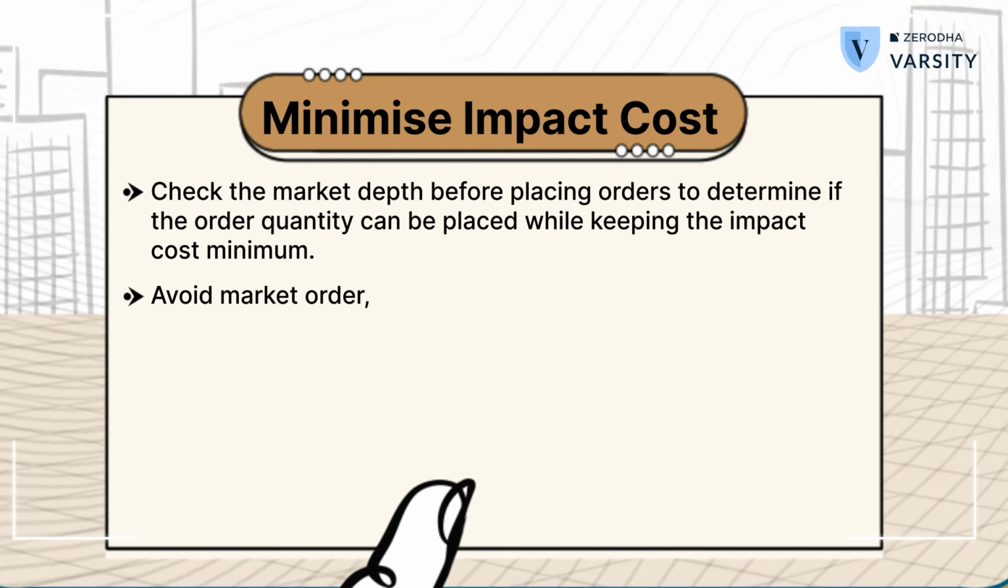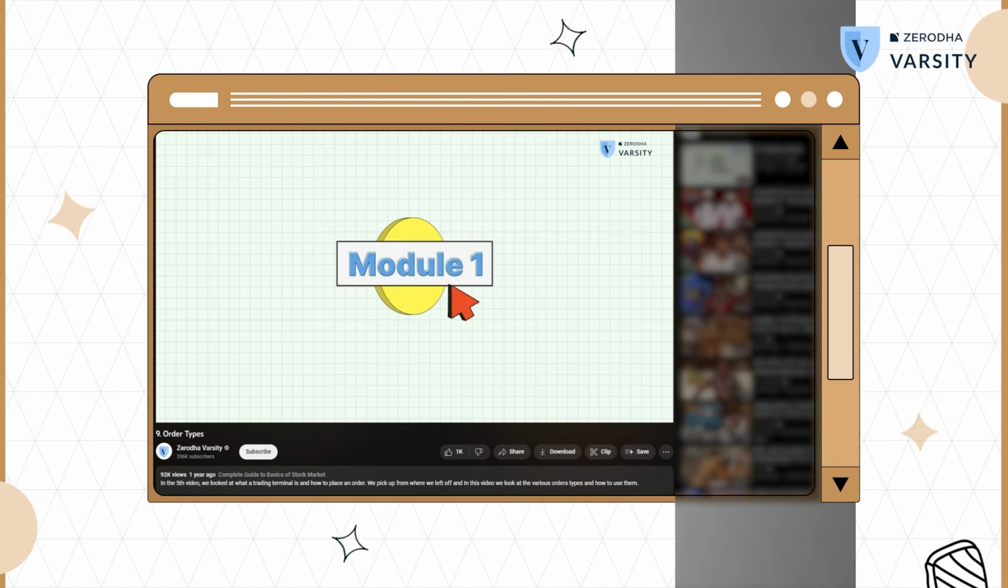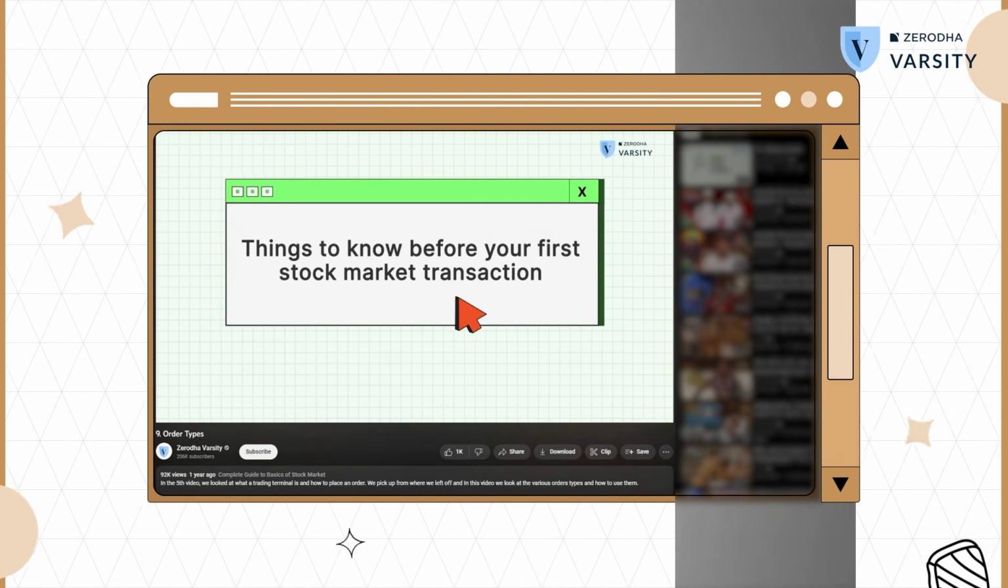For example, if you wish to buy 5,000 shares of a company, but there are only 1,000 shares on offer, then there is no point placing such an order. Avoid market orders and always place limit orders. Now, if you're not sure what market order and limit order is, I would suggest you watch this video where we've explained different order types.